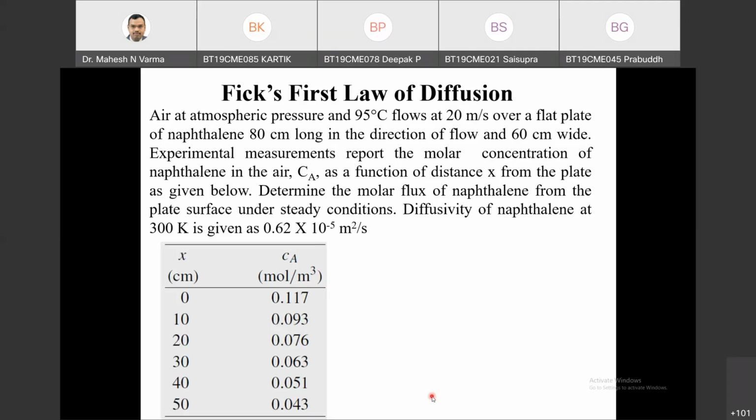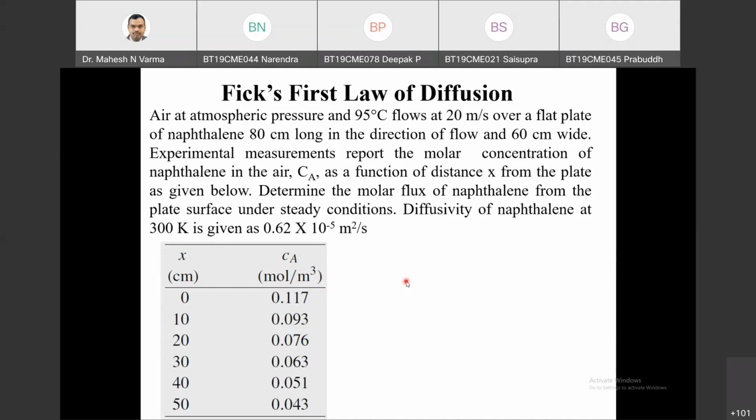And then dCA by dx. How to get dCA by dx? Roll number 44, Narendra. Sir, using this table, x is given, we can easily find it. Yeah, how can you get it? Taking any two values, sir, like 0 to 10.